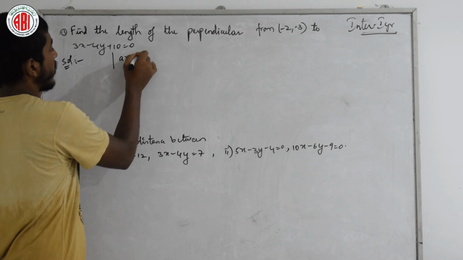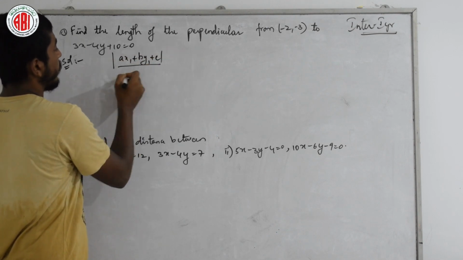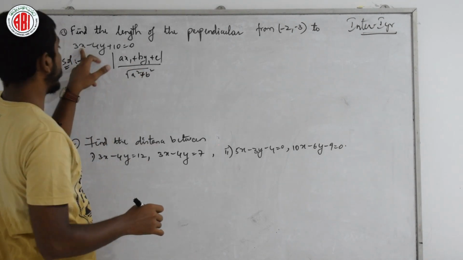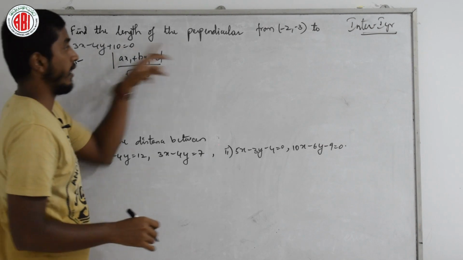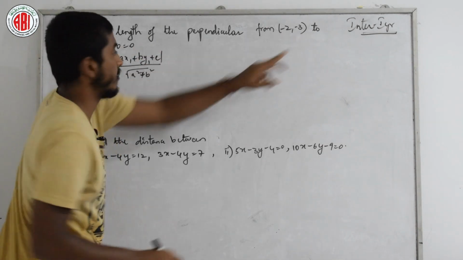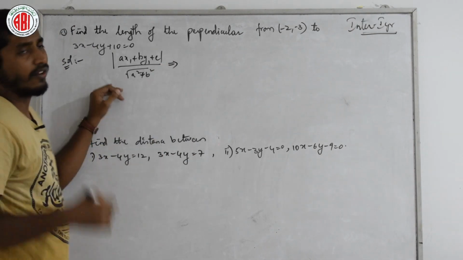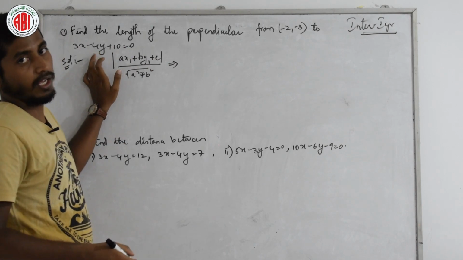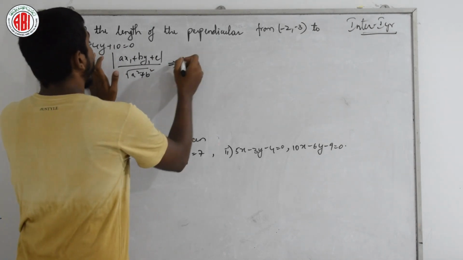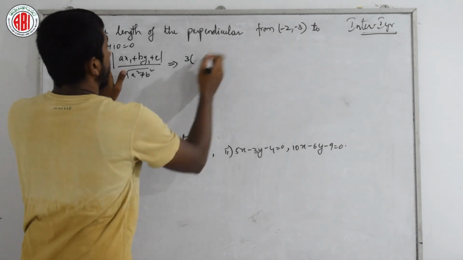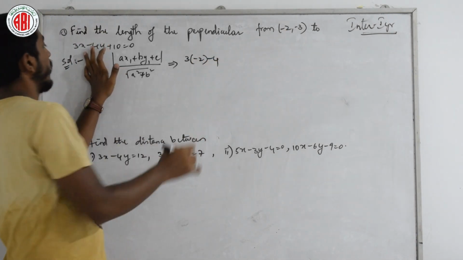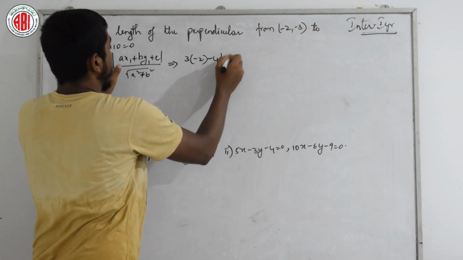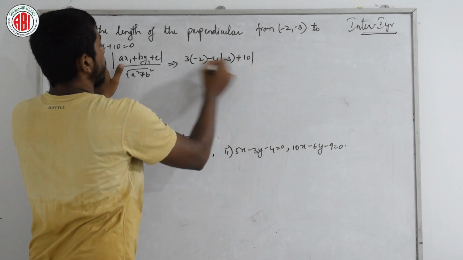Mod ax1 plus by1 plus c by under root a square plus b square. Here a is 3, b is minus 4 and c is 10. x1 is minus 2 and y1 is minus 3. Let us substitute everything here, or you can simply remember that the numerator is the substitution of this point into this equation. Okay, let us see. a, that is 3, x1 is minus 2. Here the y coefficient is b, that is minus 4. Substitute this y1, minus 3, plus c is 10.